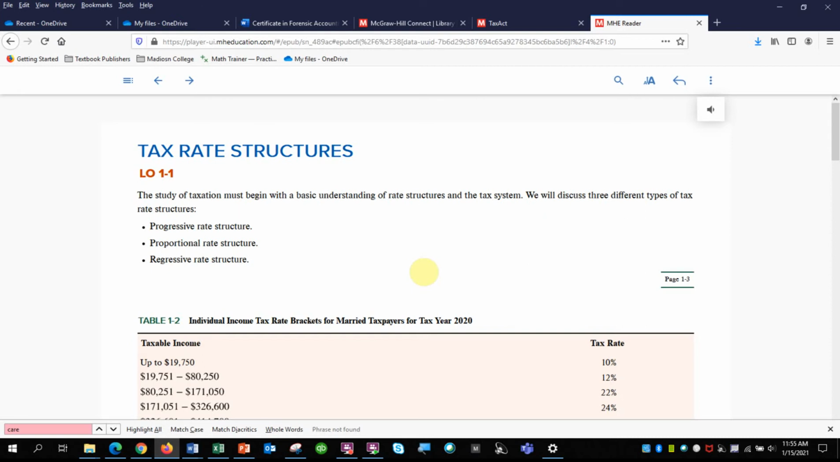Well, to begin in Chapter 1, which is what we'll be covering today, we know that there are a variety of tax structures and tax systems. And we're going to be talking about the progressive tax system, proportional tax rates, and regressive tax structures, all three of which, by the way, are used at various points in the tax systems in the United States. And we'll talk about them as we move forward.